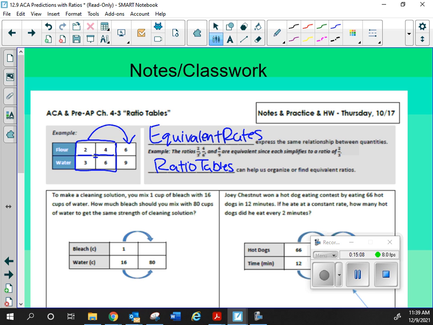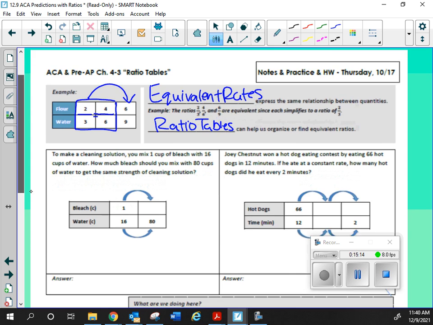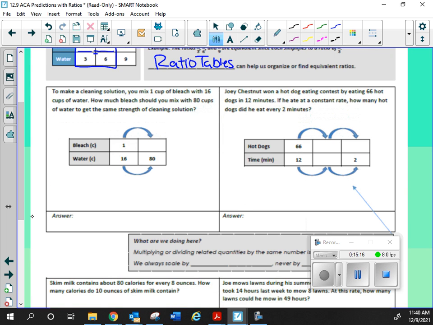Again, just help us organize that. It's basically a proportion in a box. Okay, it just helps us see the flow of things. I'm going to do a few with you, and then you'll do a few on your own. Okay, first problem, just some real world examples. To make a cleaning solution, you mix 1 cup of bleach with 16 cups of water to dilute it. Okay. How much bleach should you mix to get 80 cups of water?